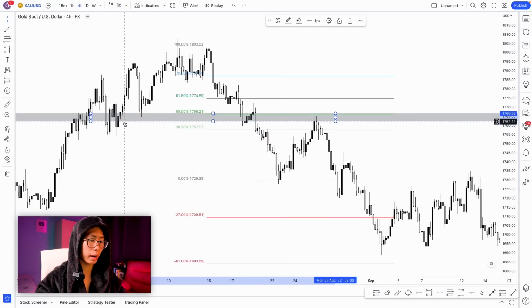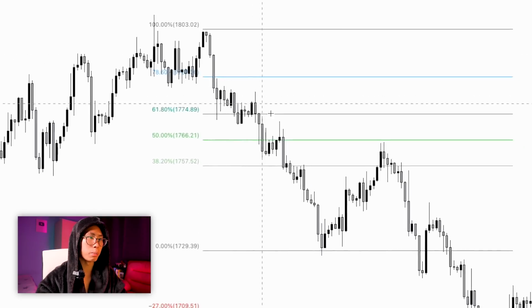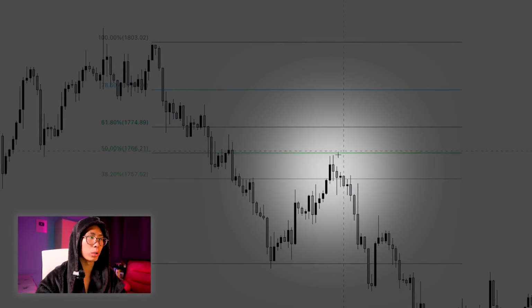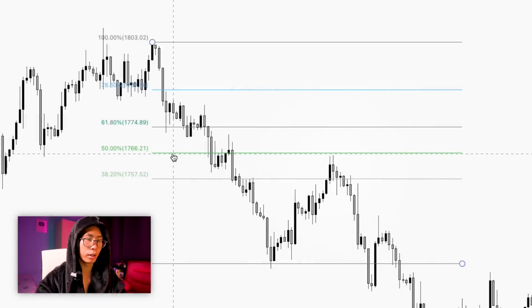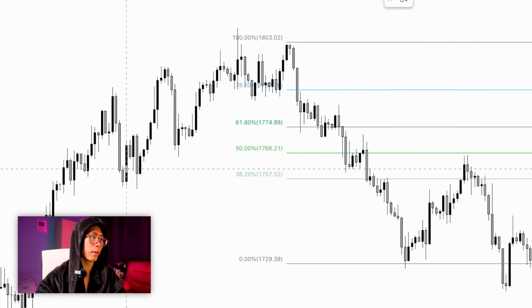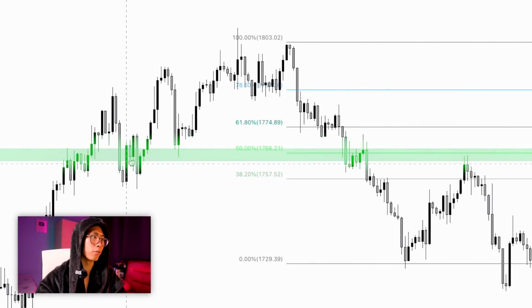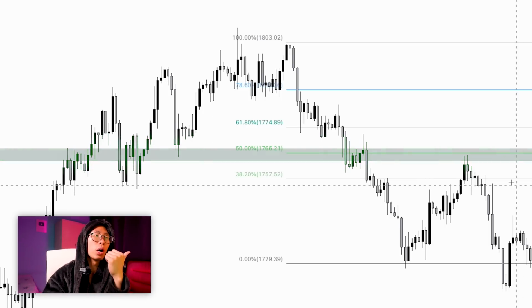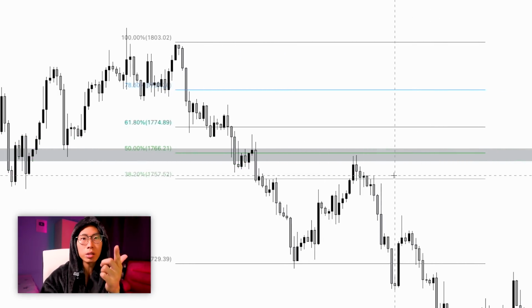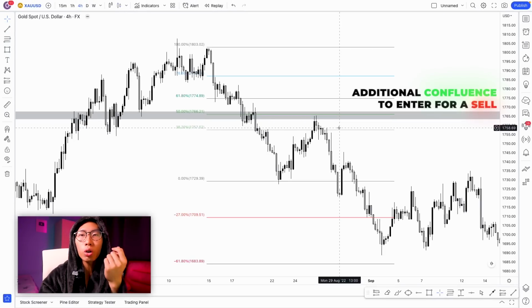So for example, what I mean by that is, let's say right here, price has managed to retrace all the way up to this 50 retracement level. Guess what? If you look towards the left, you can see there's a little support area being formed right here. In this case, this support area lines up with the 50 retracement level. So this gives us an additional confluence for us to enter for a sell.